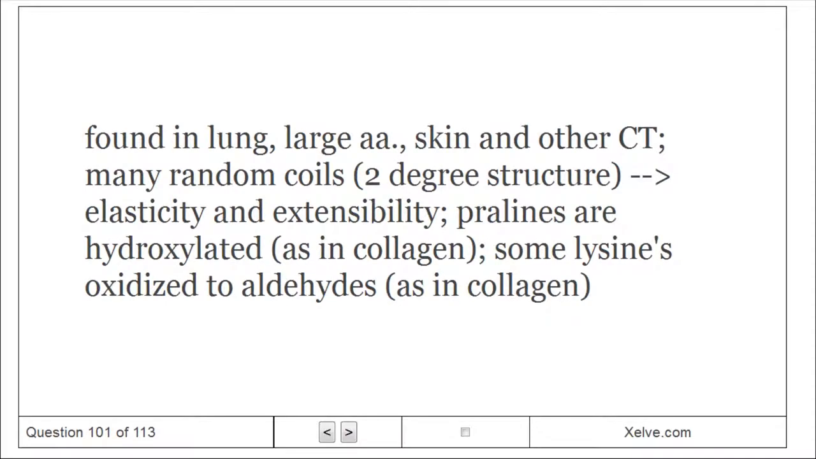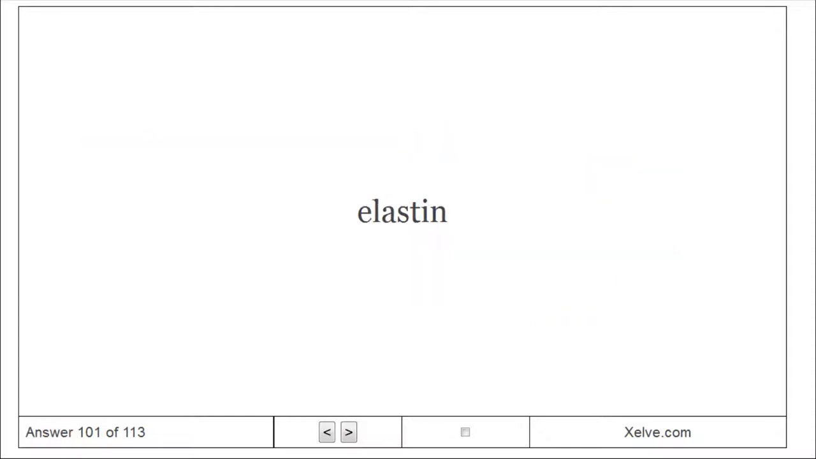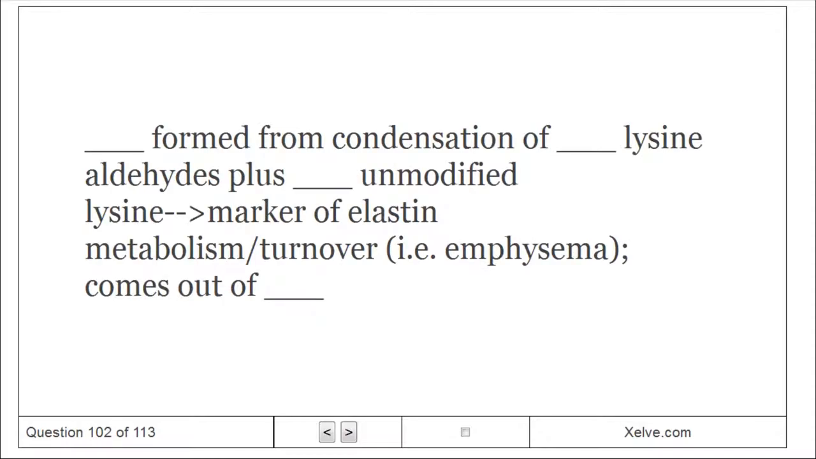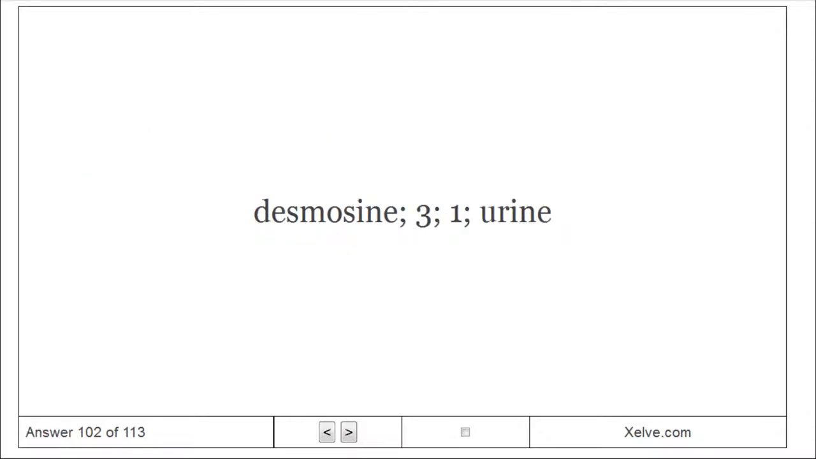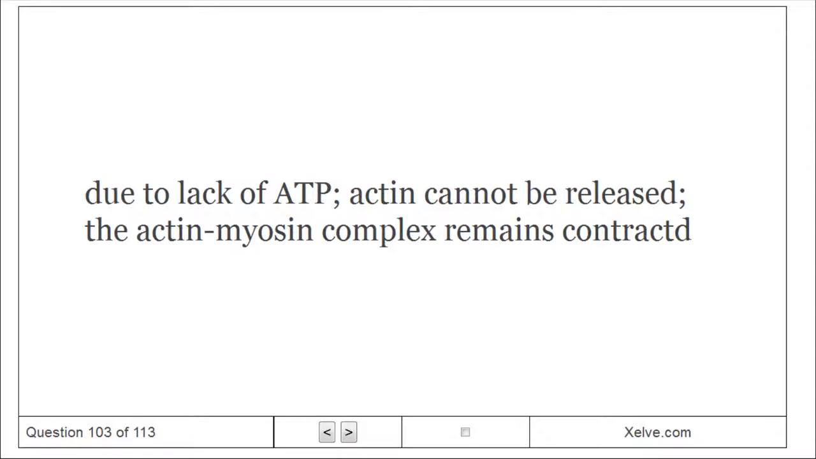Found in lung, large arteries, skin and other connective tissue, with many random coils, giving it elasticity and extensibility. Prolines are hydroxylated, as in collagen, and some lysines oxidize to aldehydes, as in collagen. Elastin. Desmosine, formed from condensation of 3 lysine aldehydes plus 1 unmodified lysine, is a marker of elastin metabolism and turnover, found in urine.